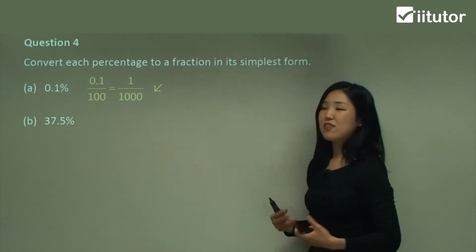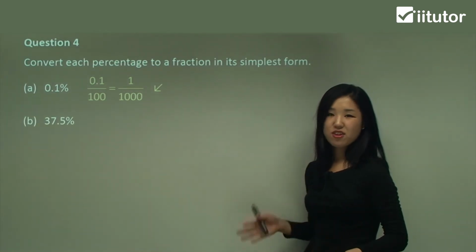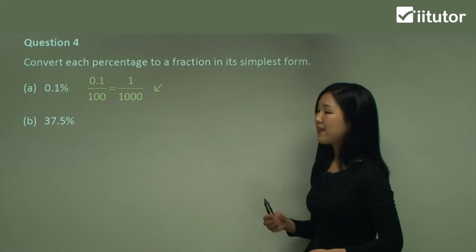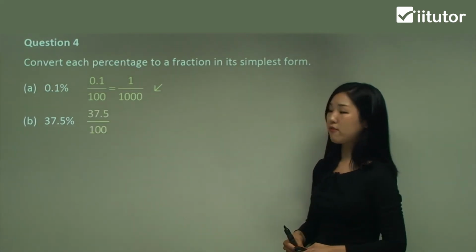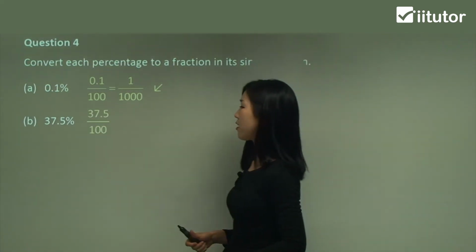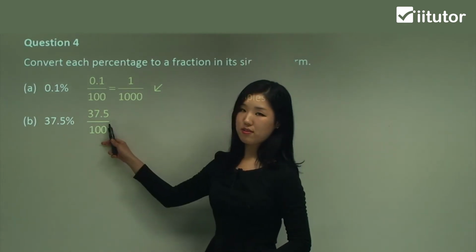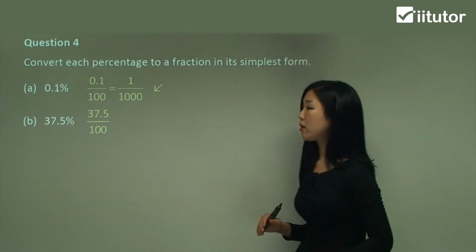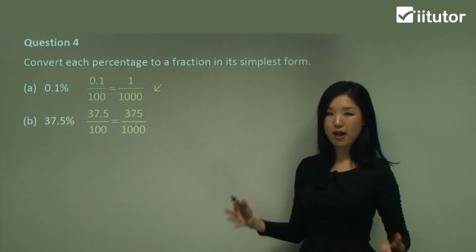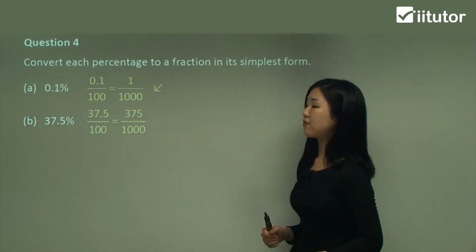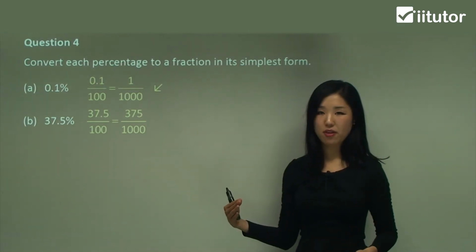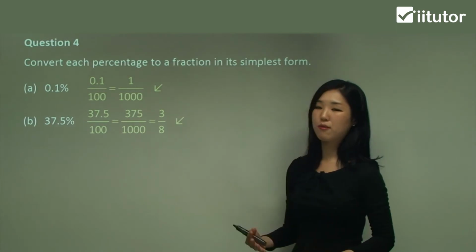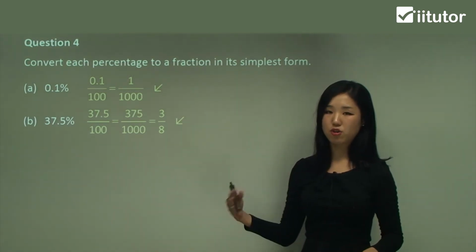Now B, we do the exact same thing. So hopefully guys, you can do this on your own. Again, replace that percentage sign with over 100, it's a fraction over 100, and we don't want the decimal, so simply multiply top and bottom by 10 again to get rid of that decimal. So now it's a nice fraction, but make sure you simplify by the common factor, which is going to be 3 on 8. Okay, so make sure you can do your simplification.